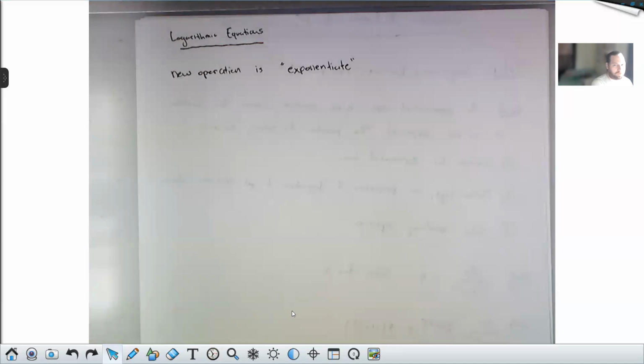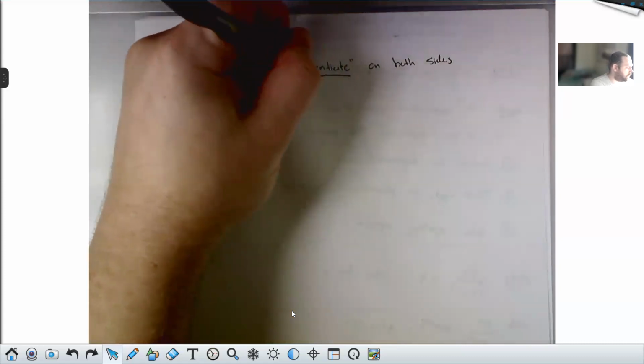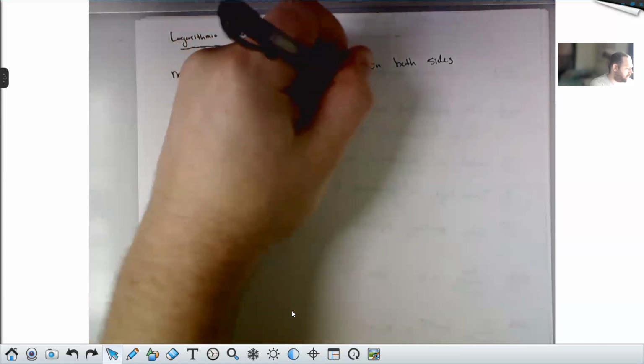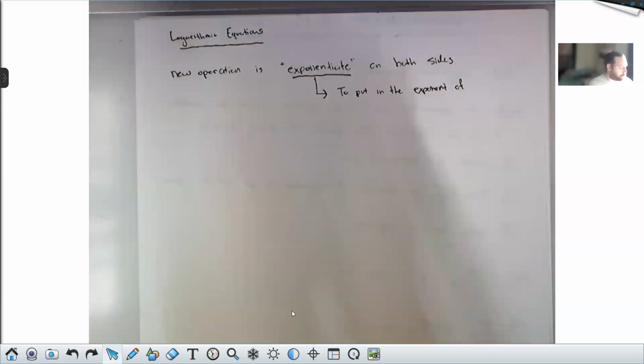Logarithmic equations. Like I said, this is an equation where your variable is trapped inside the logarithm. And the new operation that we use here is exponentiate. So to get a variable out of a logarithm, you're going to exponentiate on both sides. This word exponentiate means to put in the exponent of, and then you pick your base.